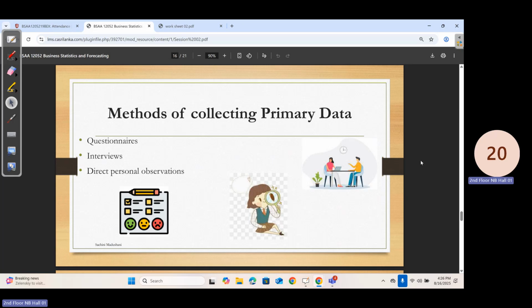Mainly three methods are there. First, we can use the questionnaire method, normally called the self-administered questionnaire. Then we can use the interview method or direct personal observation. We move into them one by one. First we move into the questionnaire method. Then tell me, what is the questionnaire? Questionnaire means what?